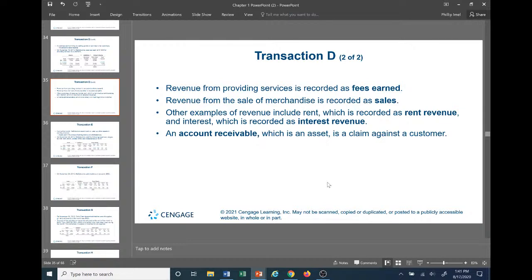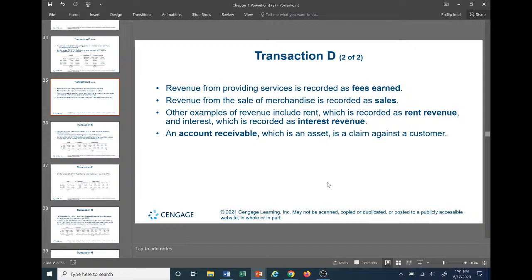Other examples of revenue include rent, which is recorded as rent revenue, and interest, which is recorded as interest revenue. So let's example about rent. Let's say I own a building and I'm renting it out to a tenant. When they pay me rent, the landlord, I'm going to record that as rent revenue, because the main purpose of having a rental unit is to produce rental revenue, right? That's the purpose of being in the rental business, of owning assets and leasing or renting them out, is to earn rental revenue. So that's why rent is accounted for as rent revenue.